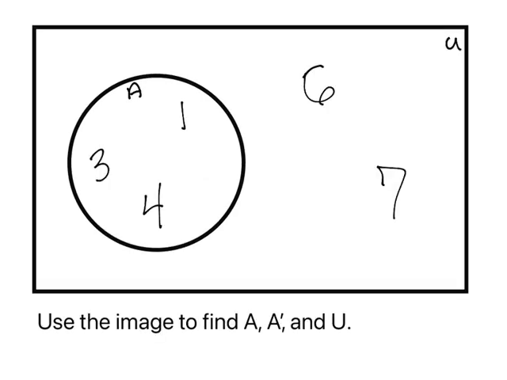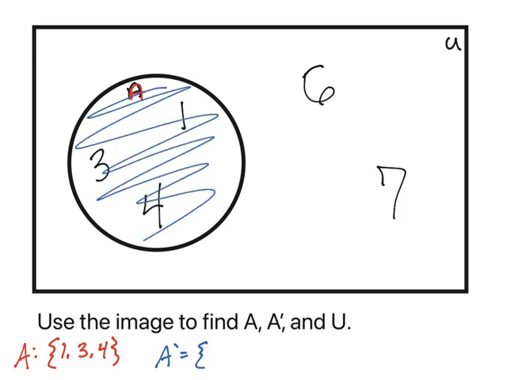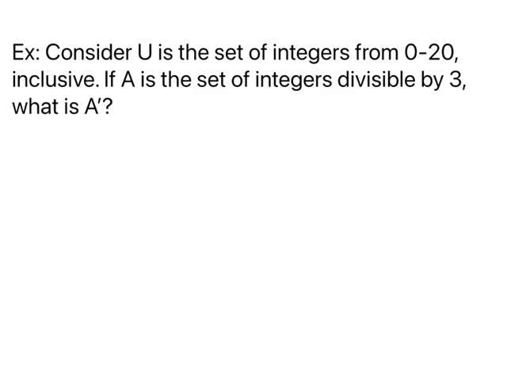So use this image to find A, A prime, and U. Okay, so first let's start with A. The set of A is everything inside the circle because this right here is A. So that would be 1, 3, and 4. Okay, A prime is everything not in A. So if we take out the circle, what do we have left? Well, we have left 6 and 7. U, the universal set, U is everything. So in this case, we have A and A prime that make up the universal set. So it would be 1, 3, 4, 6, and 7, right? Everything. All right, let's do one more.